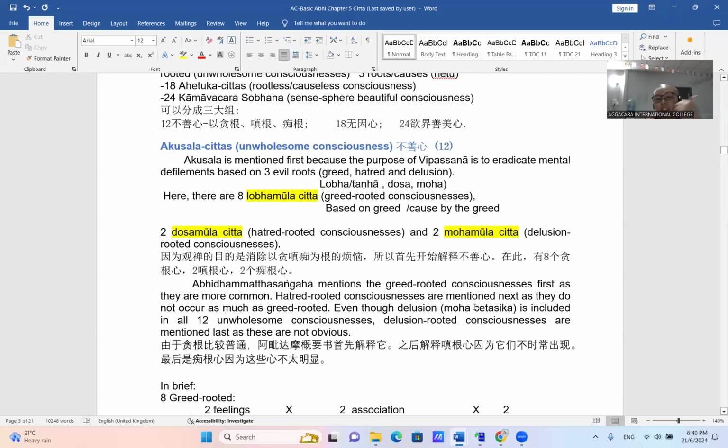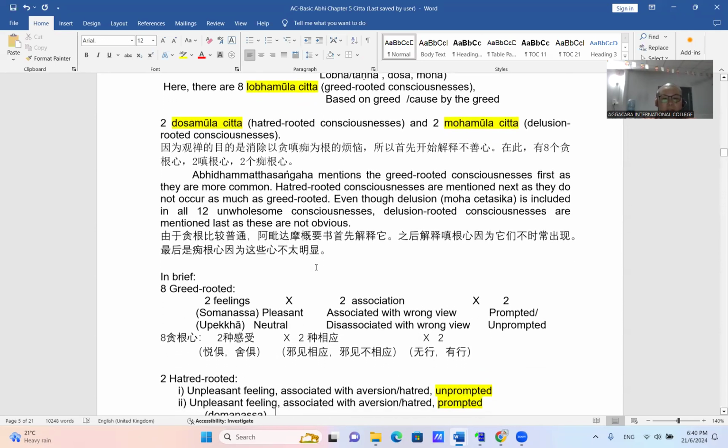So we already learned the moha cetasika in the previous lesson. They are included in all the unwholesome consciousness. There must be this moha cetasika, all right? Then the delusion-rooted consciousness are mentioned last, as these are not so obvious. Because when you have delusion, you will not know, because you are lost in the delusion. When you are lost in the delusion, you will not know that you are inside delusion. Okay? So now we are going to get to the number 8 already.